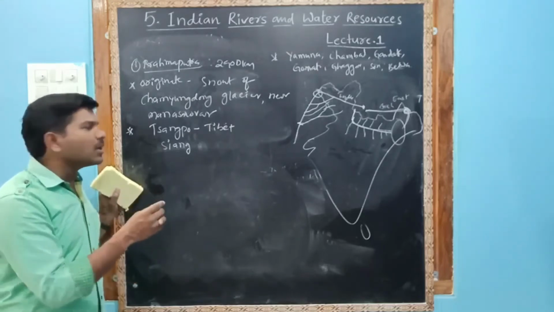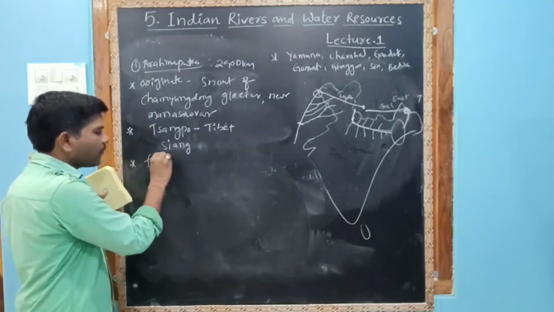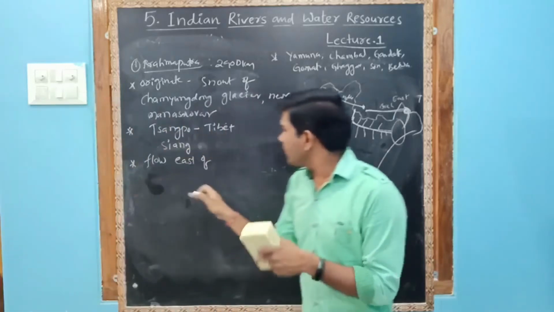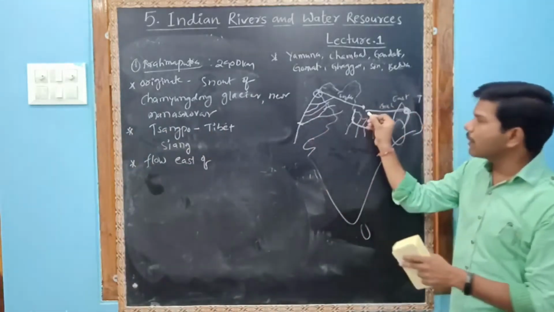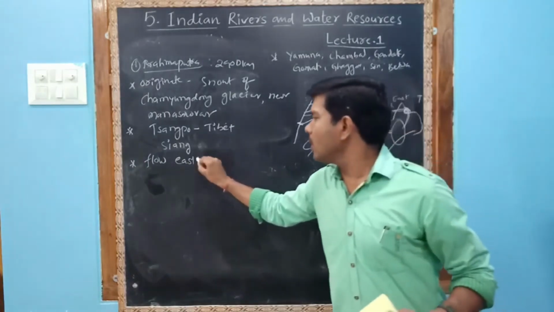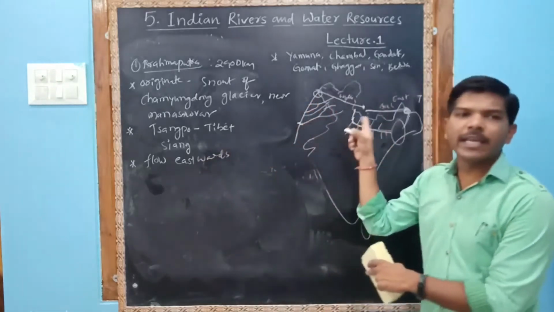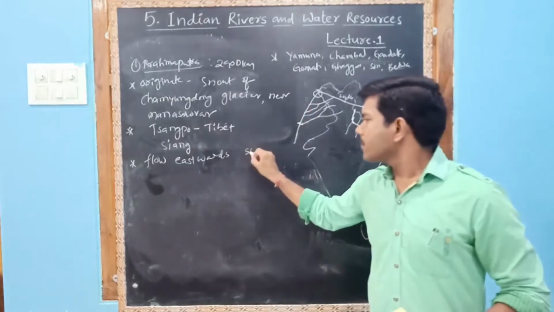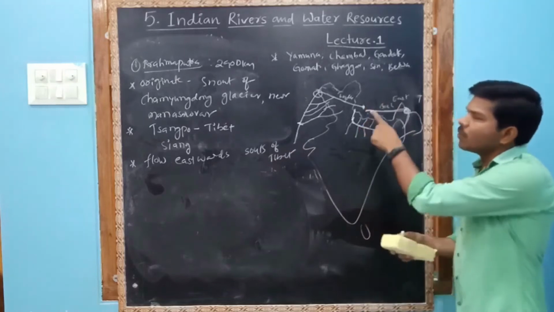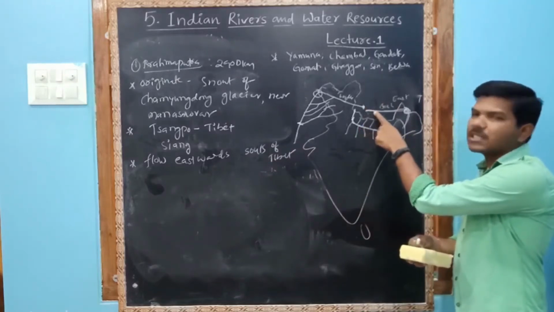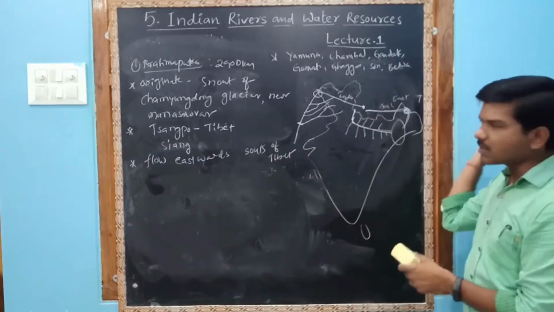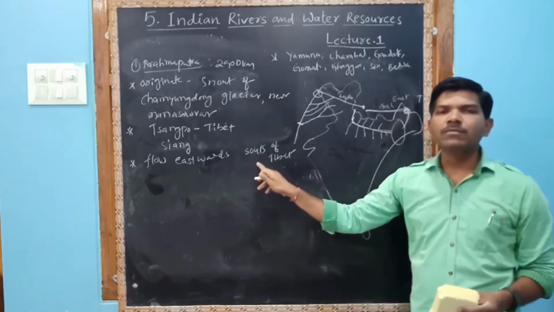And the most important thing is it flows east in Tibet. The Brahmaputra River is flowing eastwards, south of Tibet. It originates in this place, and in Tibet it is called Sangpo, or in some places Siang. It flows on the east side, south of Tibet.